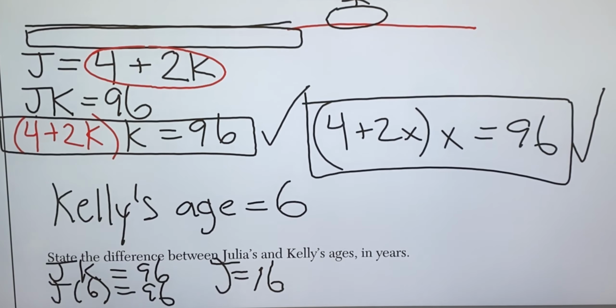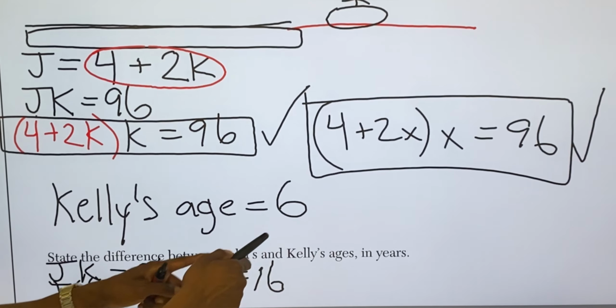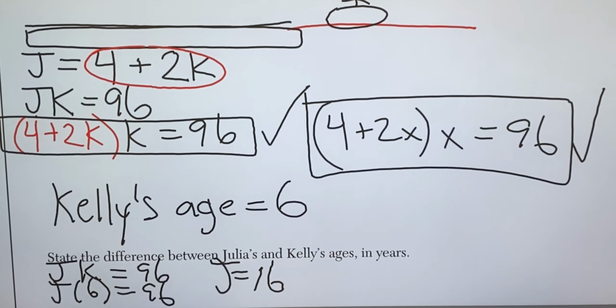Now what's the difference between the two? Kelly's age is 6, so 10 years. Julia's 10 years older than Kelly.